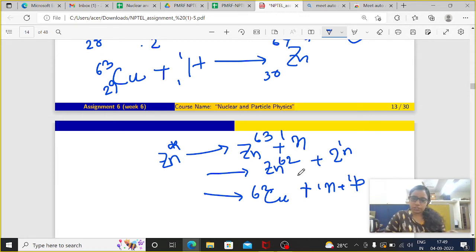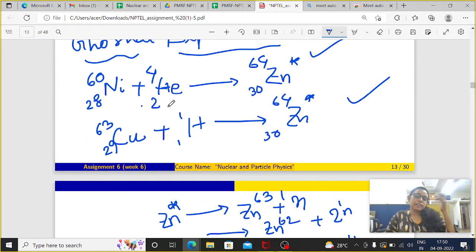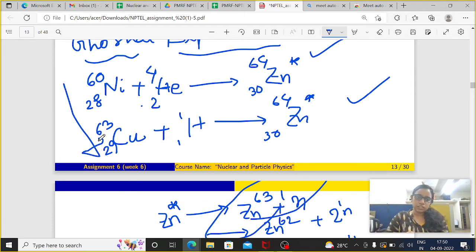it will be totally independent of the nature of its formation. Nature of its formation means, as we already saw here, that the formation of Zn star was done in two ways. It may be from Ni plus He, or it may be from Cu plus H. So they were just trying to show that the decay of Zn star will not depend on these two processes. This is the main motivation for their work.